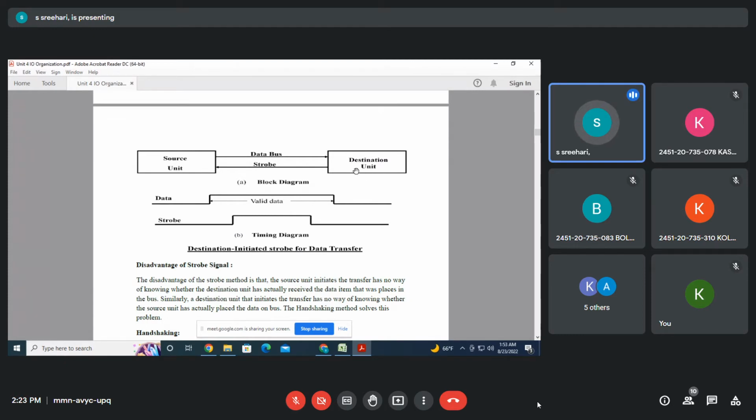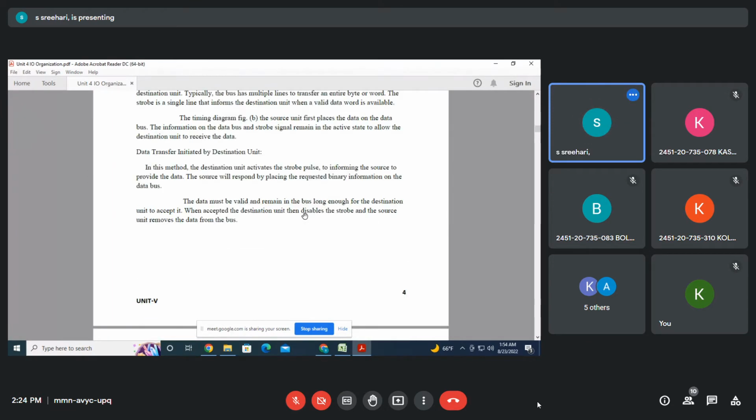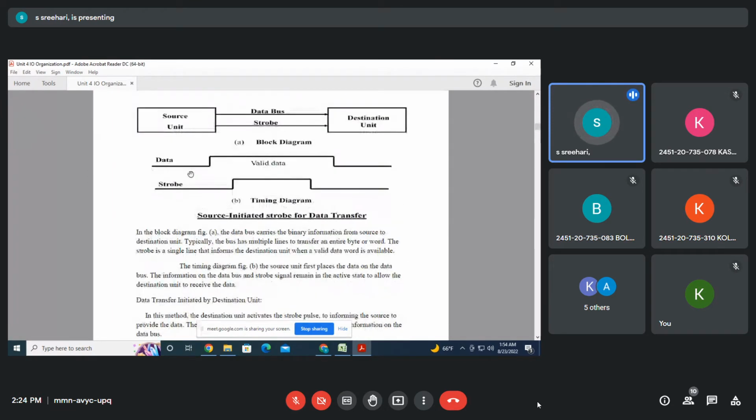The destination unit first activates the strobe. You can just reverse this one. The data comes down and the strobe comes up. So this is the strobe signal, first it is activated, and then the data signal is activated after receiving the request from the destination. The data is placed on the data bus. Previously, we first placed the data on the data bus, and then the strobe signal was activated.